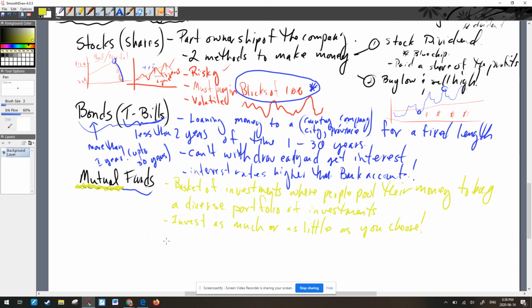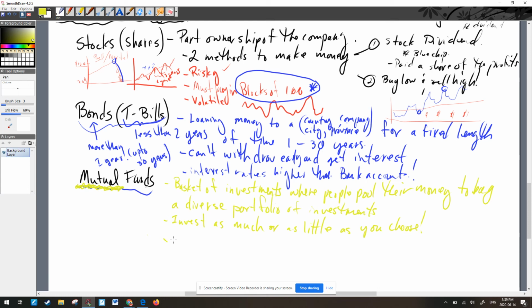So if you think that gold is going to become more valuable because people want to pull their currency out of dollars and put it somewhere safer, then you could buy a mutual fund that invests in gold companies. And so if gold companies go up, the mutual fund goes up. So a mutual fund is a basket of investments where everybody invests.